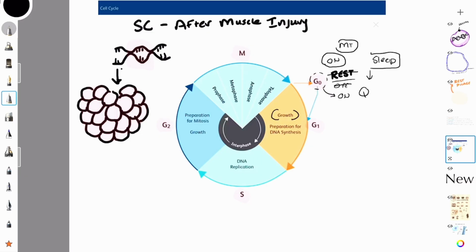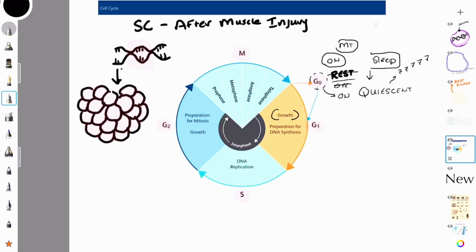And that looks like this. It's Q-U-I-E-S-C-E-N-T. So quiescent. And that just means that these guys, these satellite cells, these are Z's, they're fast asleep, they're counting sheep, okay?